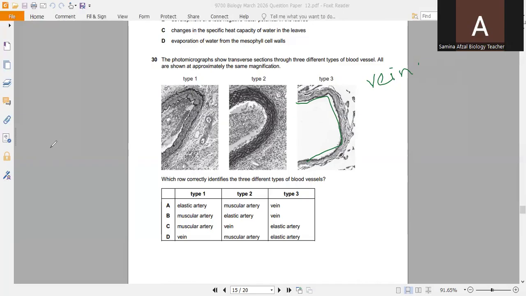Now, type 2. You can see that it is an elastic artery with a large lumen. And you can see the smooth muscles over here. So this is the elastic artery. At number 1, you can see the small lumen.